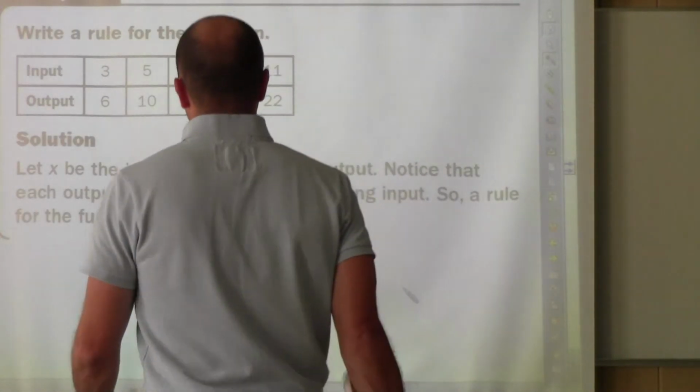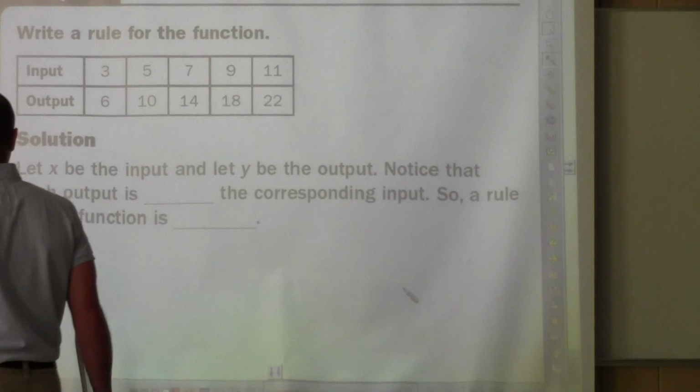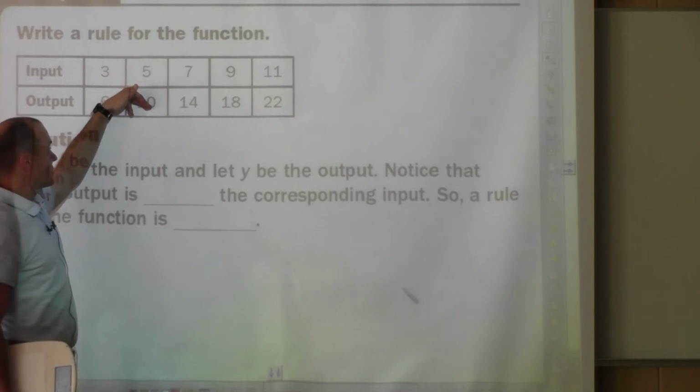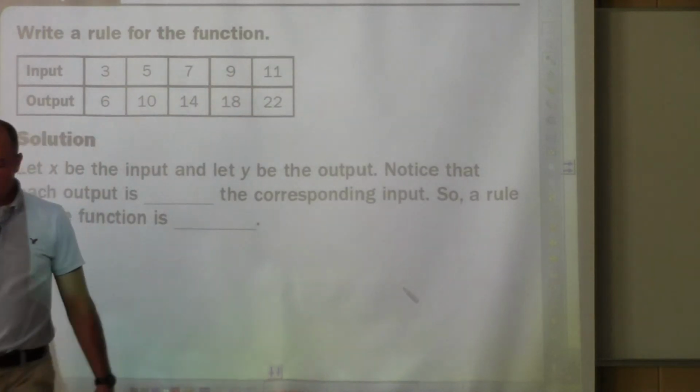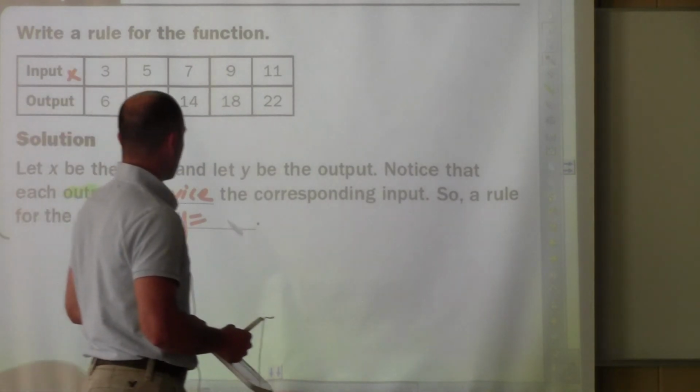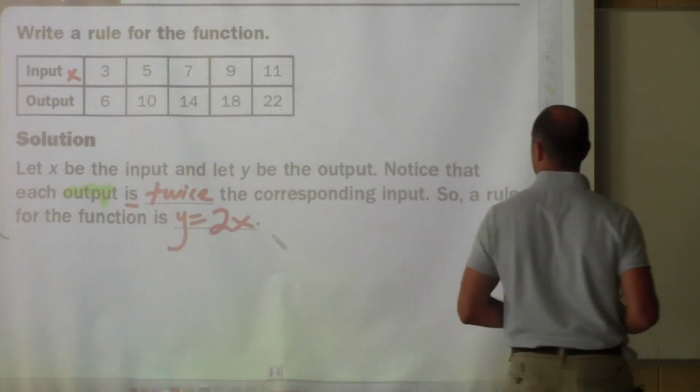Okay, jump to example 4. Again, we're going to try to write a function rule. Look for a relationship. Do you see any relationships between the inputs and the outputs? 3 goes to 6, 5 goes to 10, 7 to 14, 9 to 18, 11 to 22. Hopefully you recognize that each of the outputs is twice the input. So each output is twice the corresponding input. So when we're writing a rule, translate that. Each output, which is our y variable, equals twice the input. Twice the input would be 2 times the input. Remember, the input variable is x, so we've got 2x. y equals 2x gives us a rule for this function.